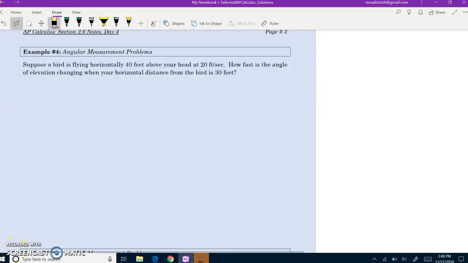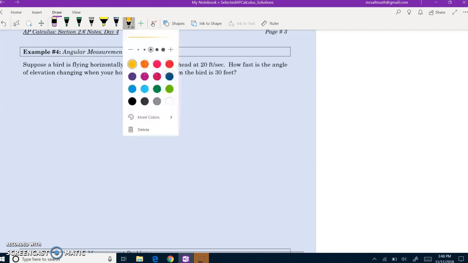All right, you guys, the last category of related rates problems that we're going to talk about deal with angular measurement. These are actually going to feel, I think, pretty similar to the work that we do with the Pythagorean theorem problems. It's just that we need to rely on our trig functions for these kinds of problems instead of the Pythagorean theorem. So let's take a look at example 4.